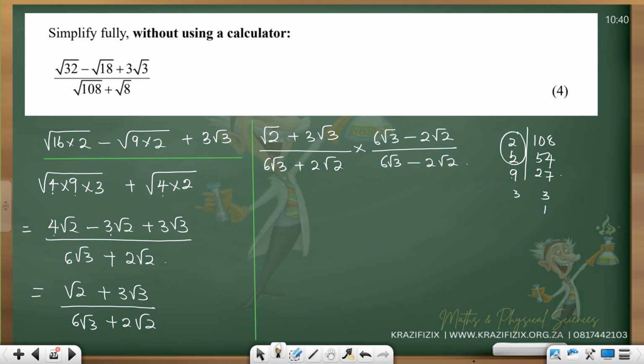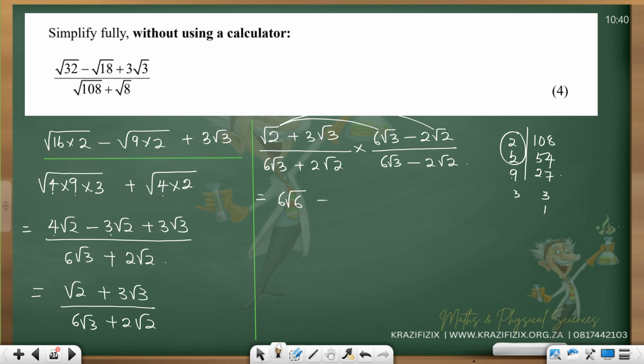Conjugate. So here what do we do? This is foiling. This times that. That will be 6 root 6 because root 2 times root 3 will be root 6. This times that. Because it's not difference of two squares, guys. I hope you see the difference.